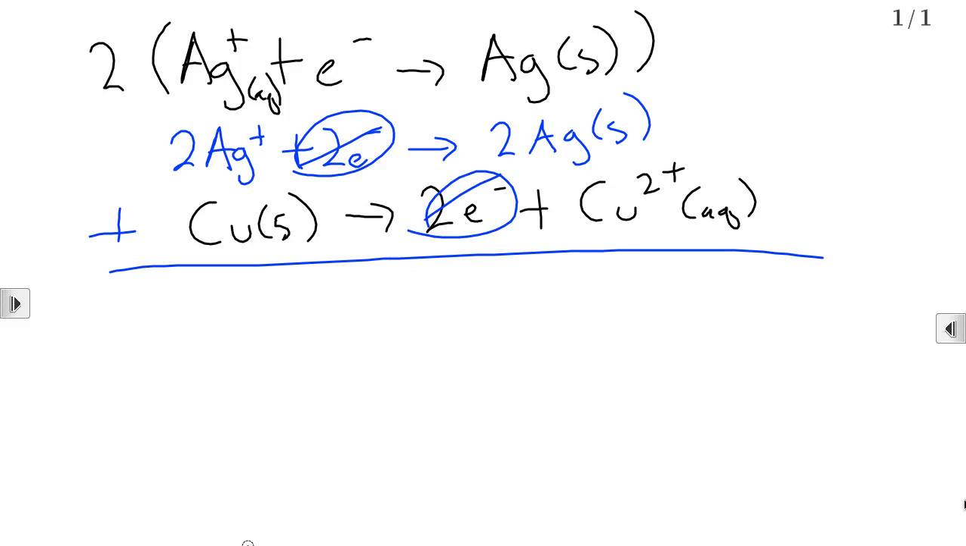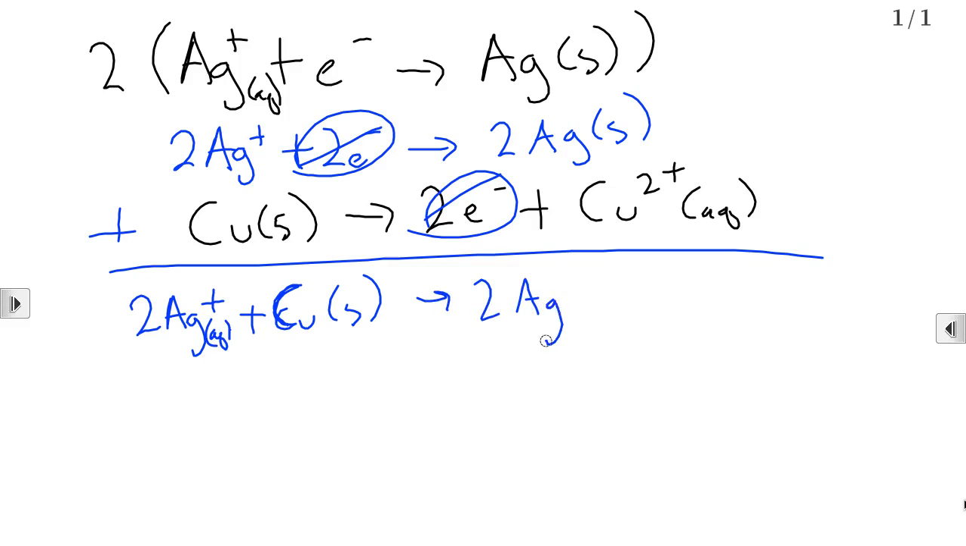This whole theme of playing the matching game, and when you have 2 things that match, you can pull them out of the deck. That always works. So my overall reaction is 2 silvers plus 1 copper. I hate the states. I've never had the states. I'm not into that. But 2 silvers and then 1 copper ion. And then everything should balance. I have the 2 electrons, but the total number of silvers and the total number of copper should balance too.